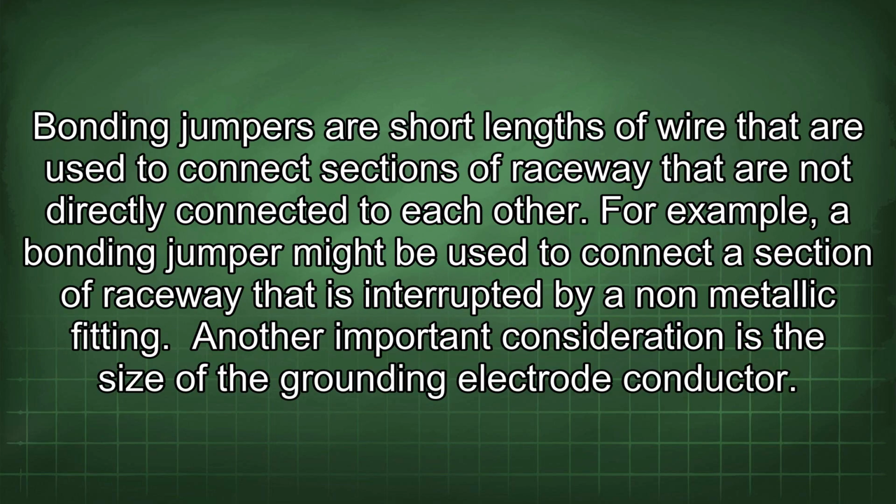Bonding jumpers are short lengths of wire that are used to connect sections of raceway that are not directly connected to each other. For example, a bonding jumper might be used to connect a section of raceway that is interrupted by a non-metallic fitting. Another important consideration is the size of the grounding electrode conductor.